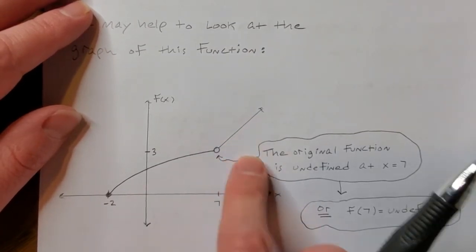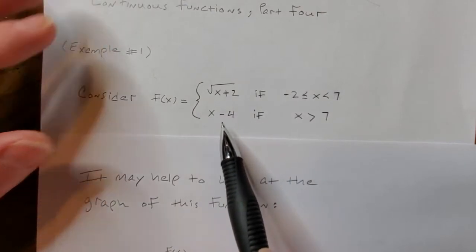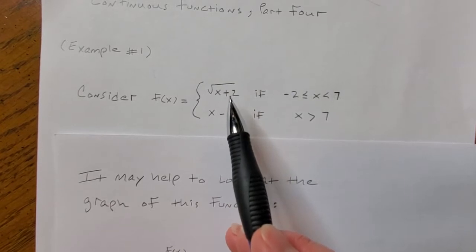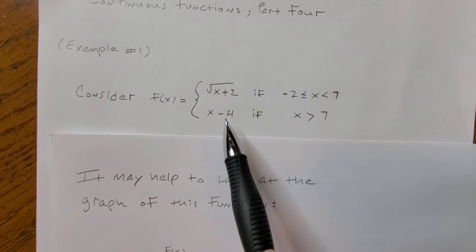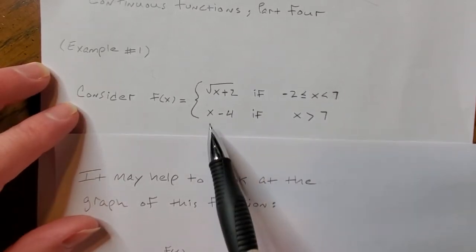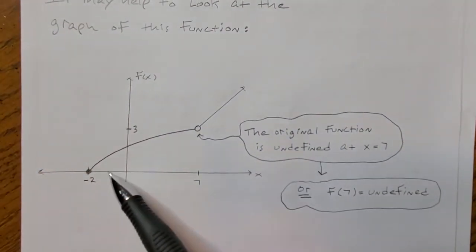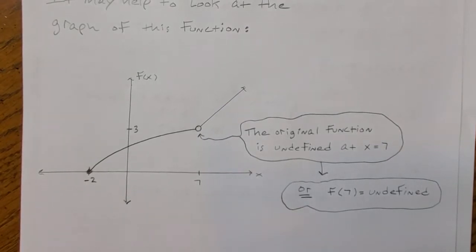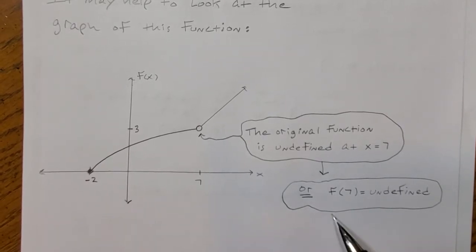And a very important feature is that this other formula, this line, picks up where that one leaves off. It's not defined at 7, as I mentioned, but if I were to put 7 in, 7 minus 4 is 3. So that line picks up exactly where this curve leaves off. So we get this graph that's missing one single point, and it's missing one single point because the original function was undefined at 7. Okay, f of 7 was undefined.